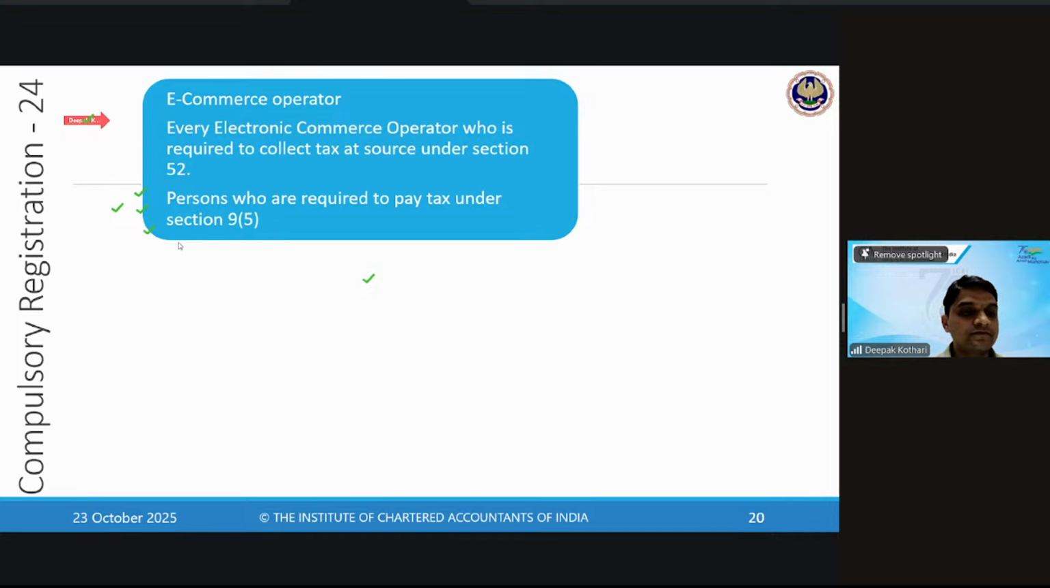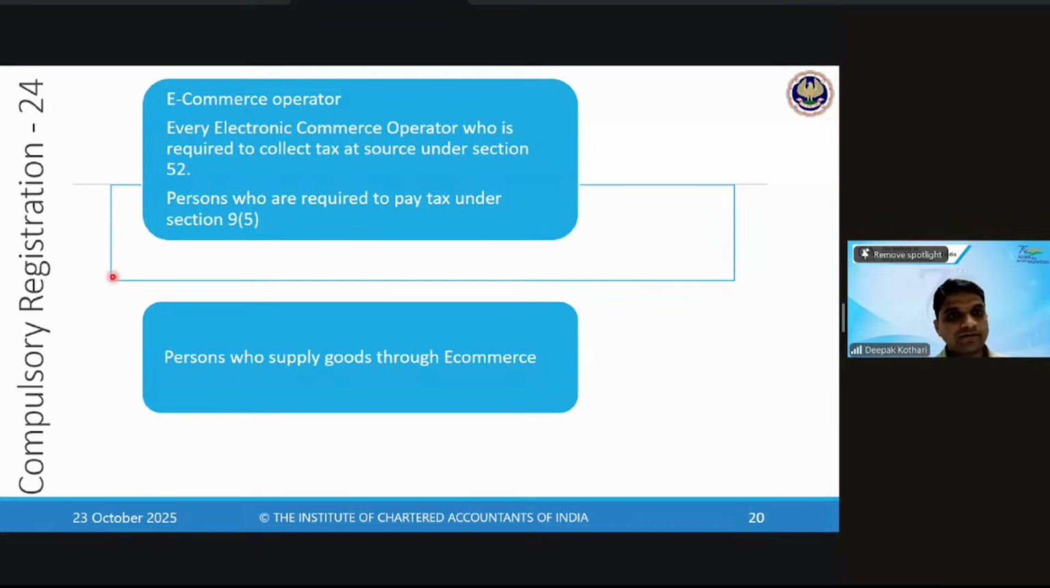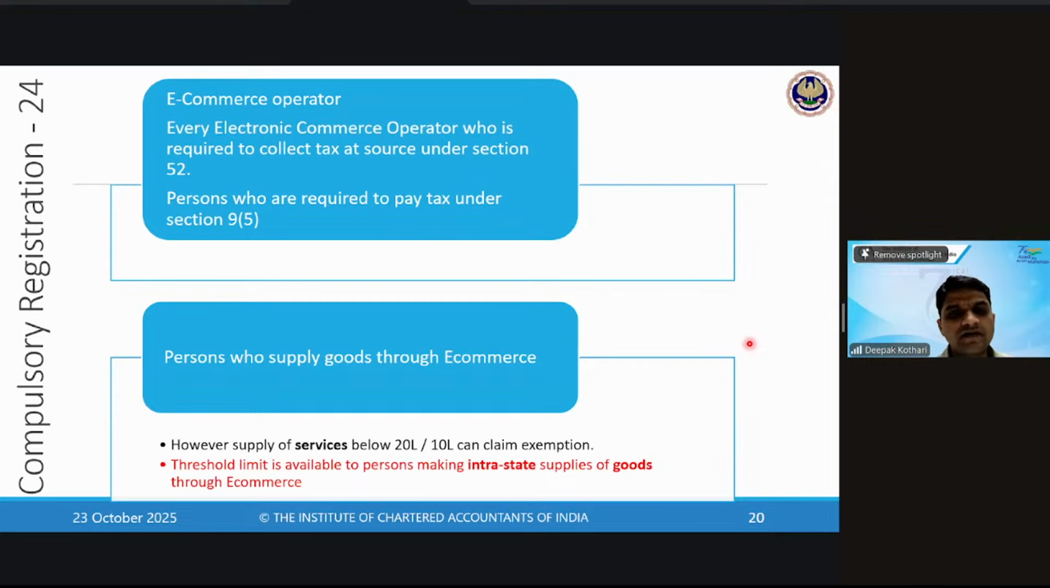Clear? Second is persons who supply goods through an e-commerce operator. If you're supplying services, then you can claim the exception. Otherwise, if you're making any supplies through e-commerce, you have to register. But there's an exception that if you're making supply of services, you get the threshold limit.